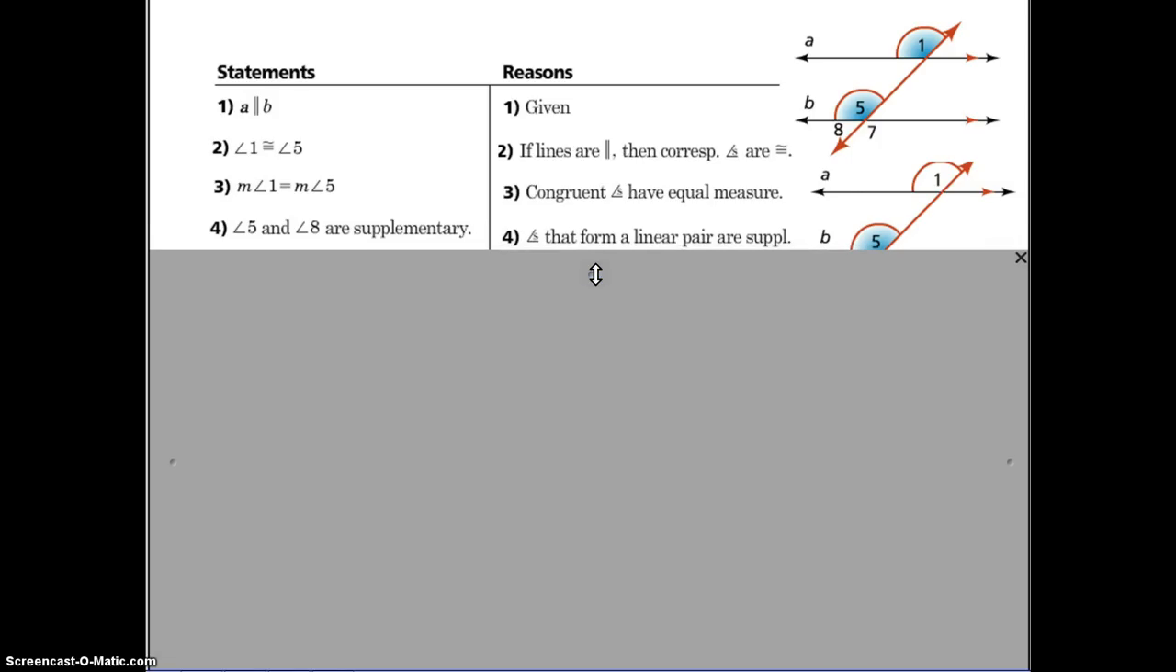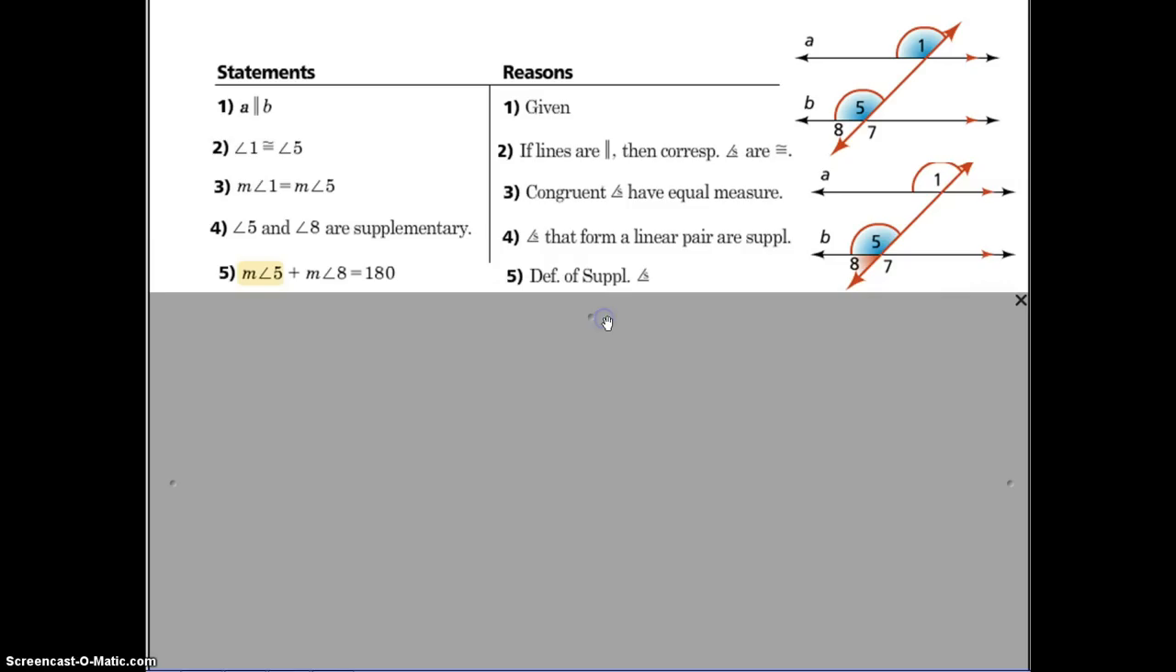Well, I also know that angle 5 and angle 8 are supplementary right here, and that's because they form a linear pair, and linear pairs are supplementary. And so by our definition of supplementary, I know that the measure of angle 5 plus the measure of angle 8 equals 180.